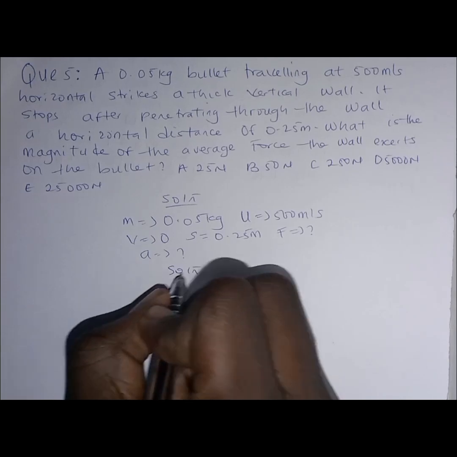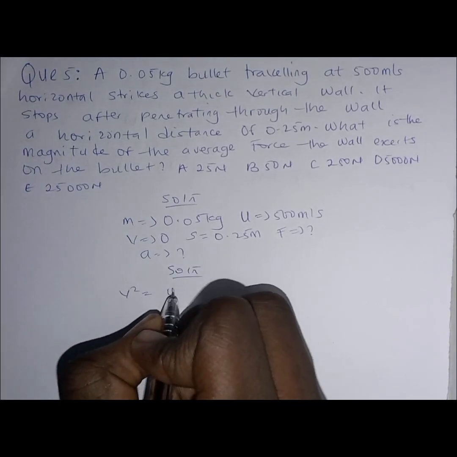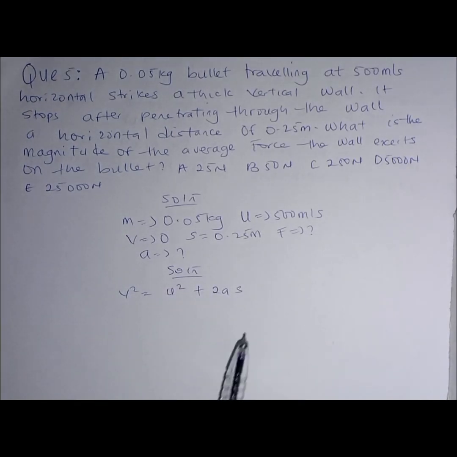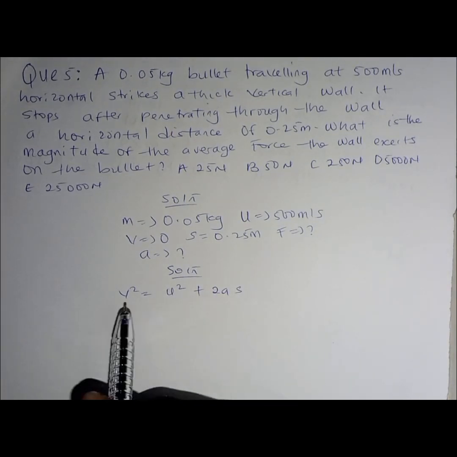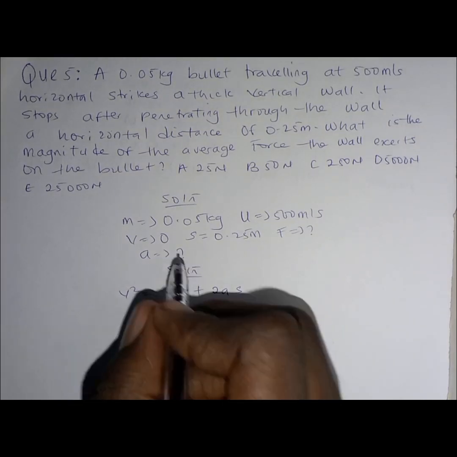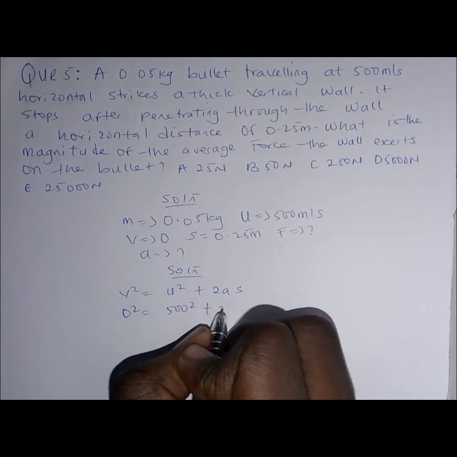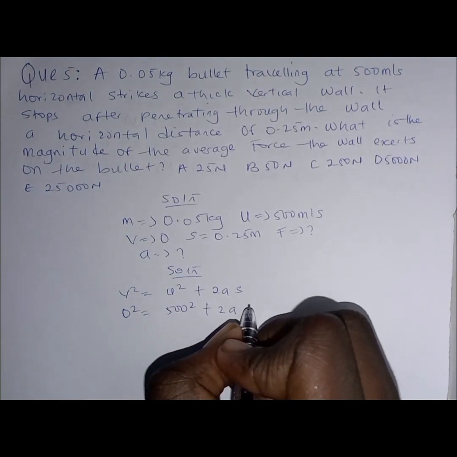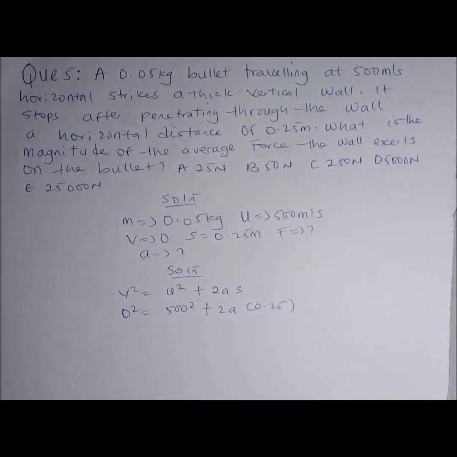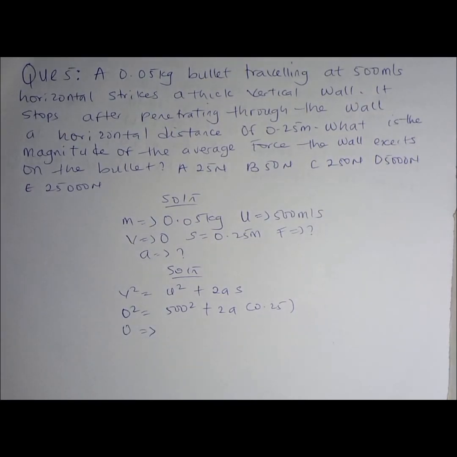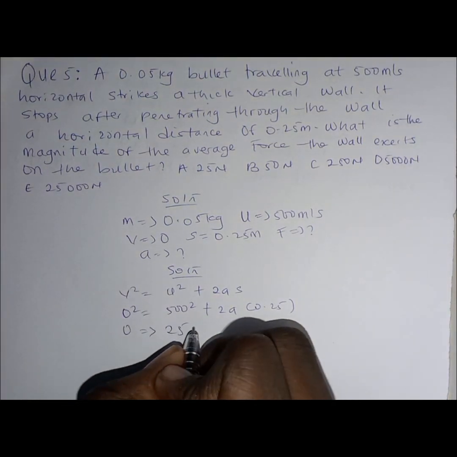So for us to do that, we need to look for acceleration. Solution: you should recall that there is a formula that connects acceleration with these parameters given above. This is one of the formulas of uniform velocity on a straight line. So v squared, our v is 0, squared, equals u squared, our u is 500, squared, plus 2 times a times the distance, which is 0.25. Working with this, we have 0 equals 500 squared, and 500 squared is 250,000.